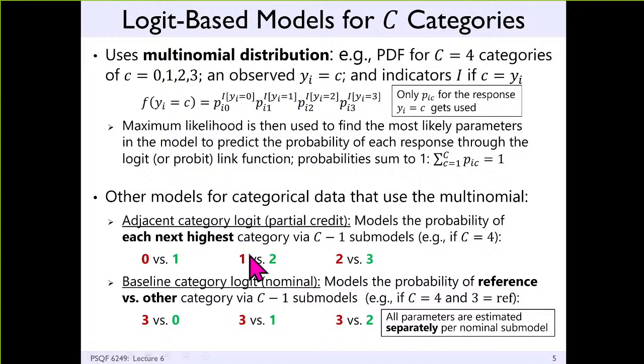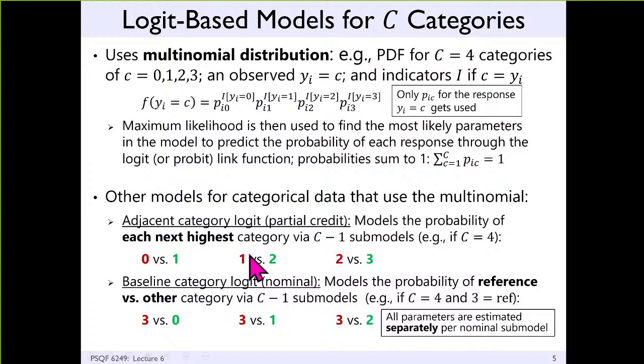The one that is adjacent, so for instance, for the same four categories, if I said, well, this is sort of complicated to use all of them, why don't I just predict the probability of each? 0 versus 1 is one of the submodels, 1 versus 2, 2 versus 3. That is adjacent category logit, or what is known as a partial credit model in IRT land.